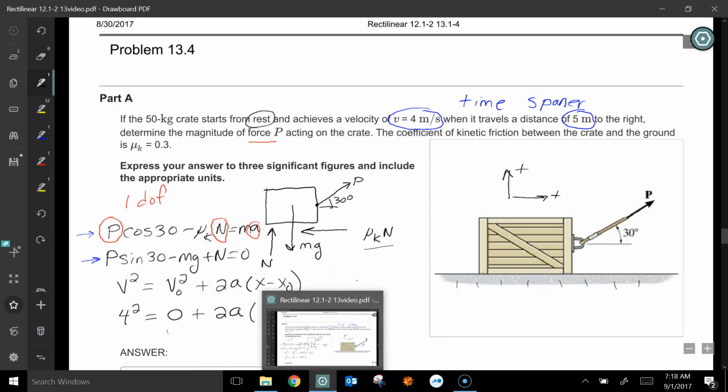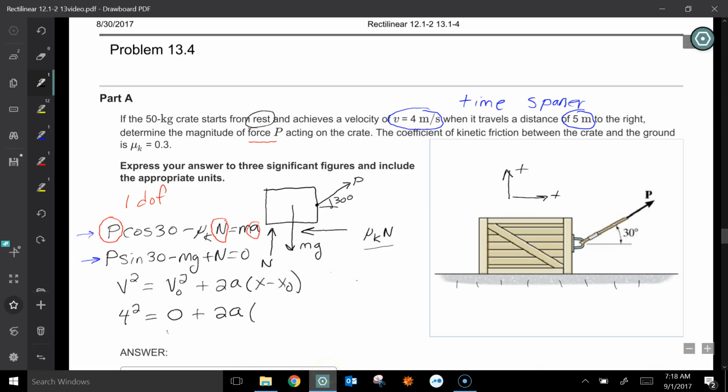The X is given to be 5. And the initial X, if you take the origin to be where it began, that'll be 0. Now let's see if there are any more unknowns. The only thing unknown in this equation is acceleration, which I've already counted. So the number of equations is the top one, the second one, and this one here. I have 3 equations and 3 unknowns, so I can solve this now.